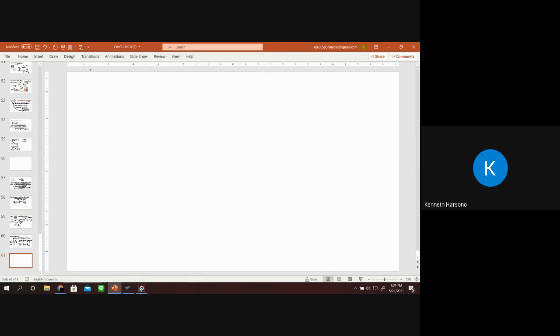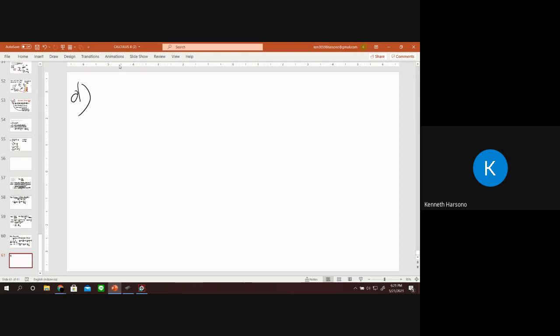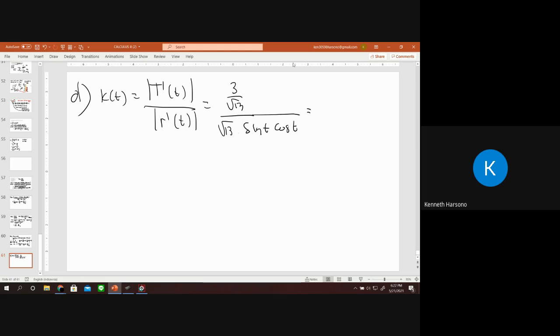Okay, the key part, the curvature of the curve. So kappa of t is the curvature here, and from the previous one, we already searched for this one too. So this just becomes 3 over 13 sin t cos t.